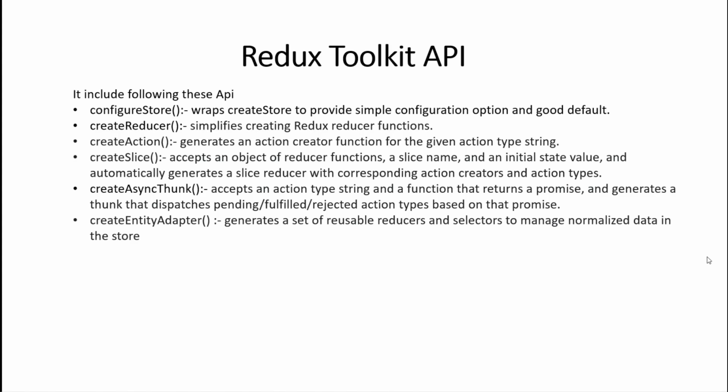Now let's talk about the Redux Toolkit API. It includes the following APIs in the Redux Toolkit package. Let's start with the first one, that is configureStore. It wraps createStore to provide simplified configuration options and good defaults. It can automatically combine your slice reducers and you can supply any middleware you want, and with Redux Toolkit, Redux Thunk is included by default, and it also enables the use of the Redux DevTools extension.